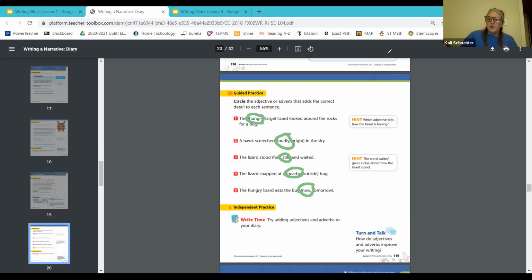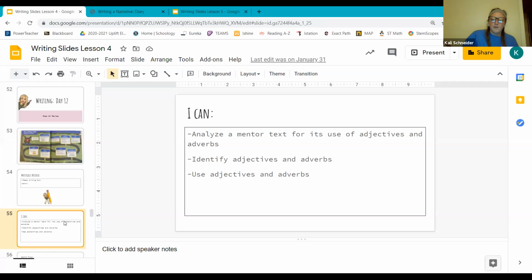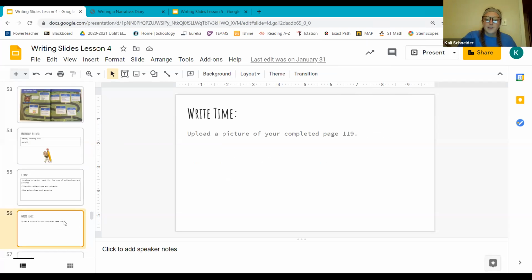So awesome job with me today. I hope this made sense and you were able to answer some of these before I got to them. Please make sure today for your writing time that you upload a picture of page 119 completed, or you're able to write down the correct word choice that we picked on a piece of paper, being able to show us that you understand adjectives and adverbs. So have a great rest of your Thursday, and I will see you tomorrow for Friday.